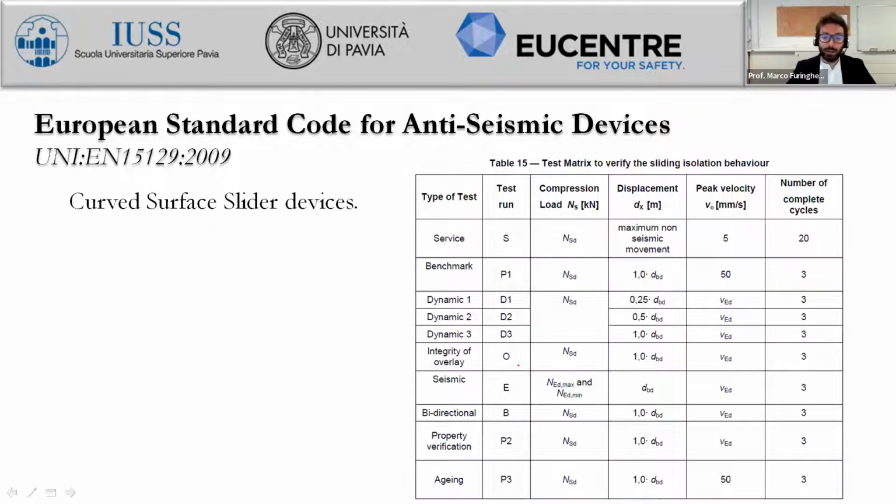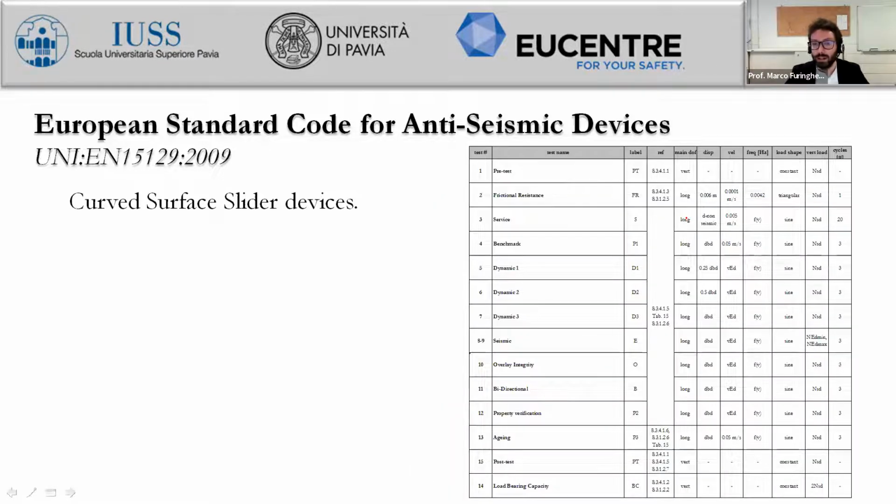So this is the final table of tests, which is actually provided within the standard code. This is not the same for rubber bearings, because there is no table for rubber bearings like this. But this is the table that I provide. We generally use this table for our testing protocols, which summarizes all the characteristics of the aforementioned tests.